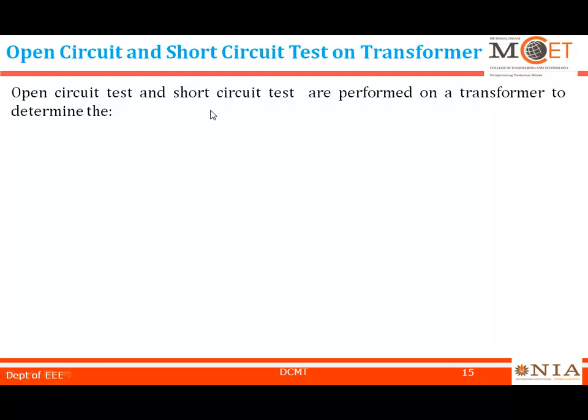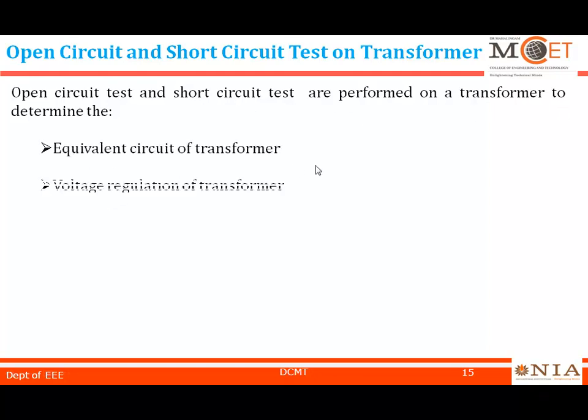Open circuit test and short circuit test are performed on a transformer to determine the equivalent circuit, voltage regulation, and efficiency of a transformer. If you want to find the equivalent circuit, efficiency and voltage regulation, we have to conduct open circuit and short circuit tests on a transformer. This is the indirect method of finding the efficiency.